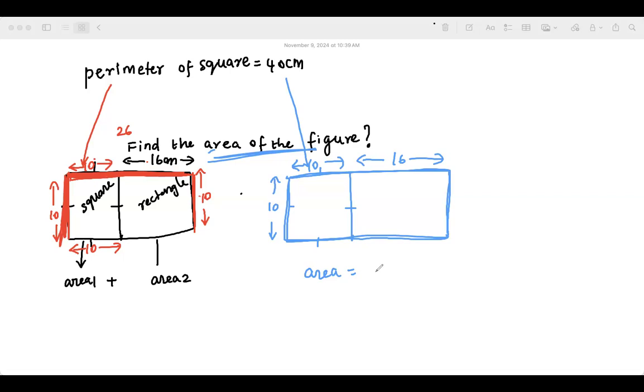By multiplying. Which ones will you multiply? 16 and 10. No. Is this 16? How much is this? 26. So it's 260. Did you get it? Yeah. 260 squares. Whenever you say area, I want squares in it. You got it? Yeah. Okay.